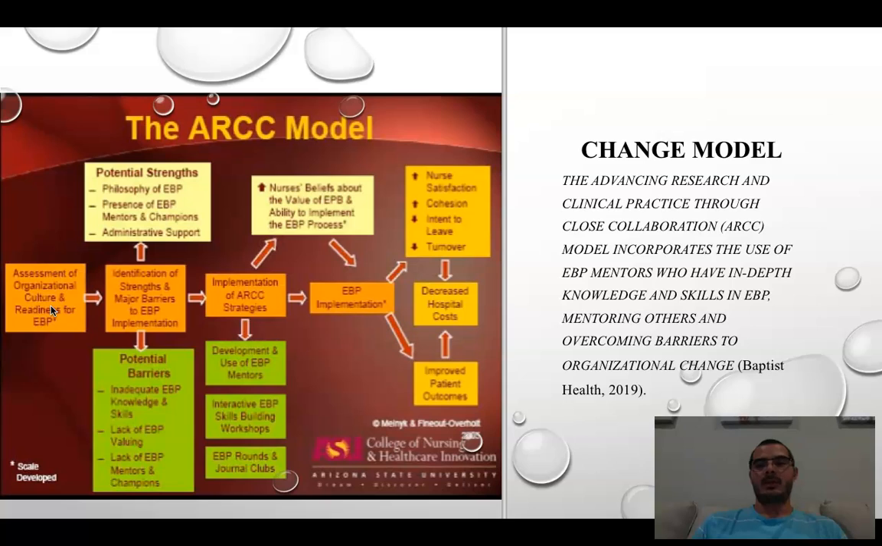This is the change model that I will be implementing, and it is called the ARCC model, which stands for Advancing Research and Clinical Practice Through Close Collaboration. The best thing about this is that it uses evidence-based champions and coaches to implement change. Really, what it does is change the whole culture of an organization and make evidence-based practice part of the culture and part of the expectations of the hospital.